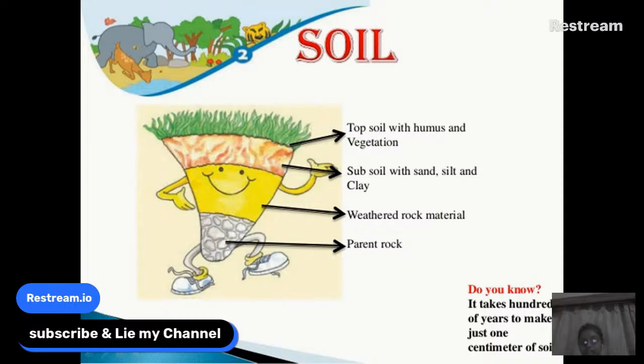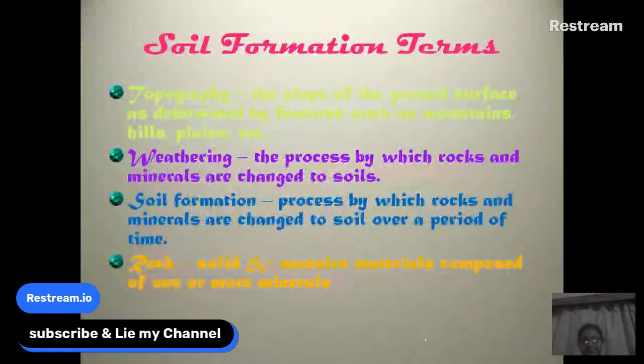Okay, now these are the soil formation terms which I told you. First is topography, the slope of the ground surface. Weathering is the process by which rocks and minerals are changed to soil. Soil formation is the process by which rocks and minerals are changed to soil over a period of time. And rock is a solid and massive material composed of one or more minerals.